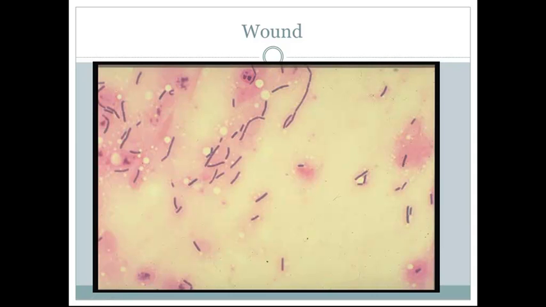Here's another picture of a wound, and it looks like it is purple, so gram positive. It looks like these are bacillus. They are a little linkier in shape, but they are in chains. So we have gram positive streptobacillus.